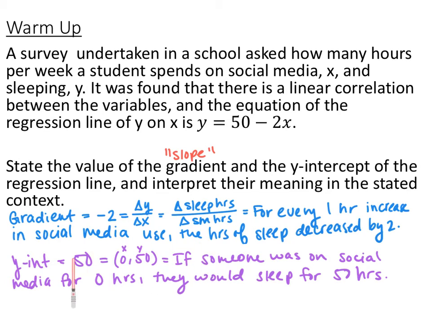For your y-intercept, again, this is slope-intercept form, it's just written backwards. So our y-intercept is 50, which means when x is 0, y is 50. So that's saying that if someone was on social media for 0 hours, they would sleep for 50 hours. Obviously, in context in this case, this does not make sense. You can't sleep 50 hours in one day. So it doesn't matter if you use 0 hours of social media, that wouldn't be possible.